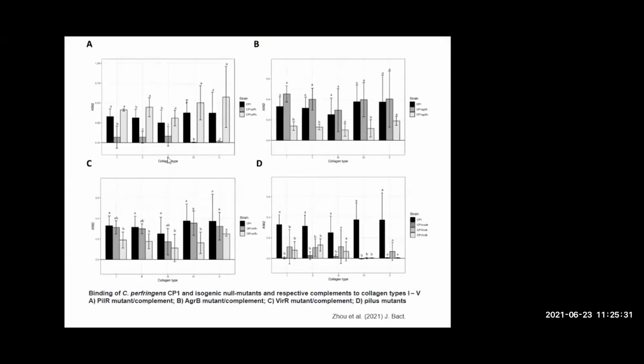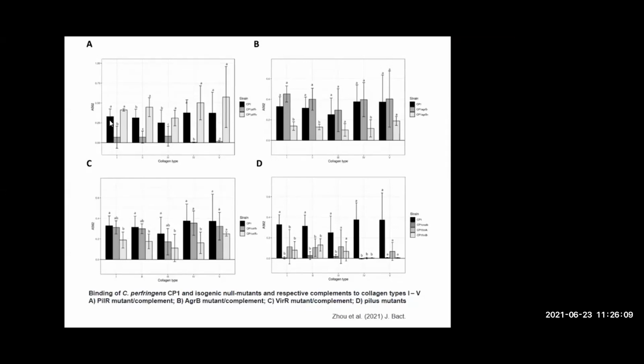So there are 5 types of collagen that were used, indicated here as type 1, 2, 3, 4, and 5. In each panel, the black bar represents the wild type, while the dark green bar represents the mutant. The light gray bar represents the complement. So let's focus on panel A first.